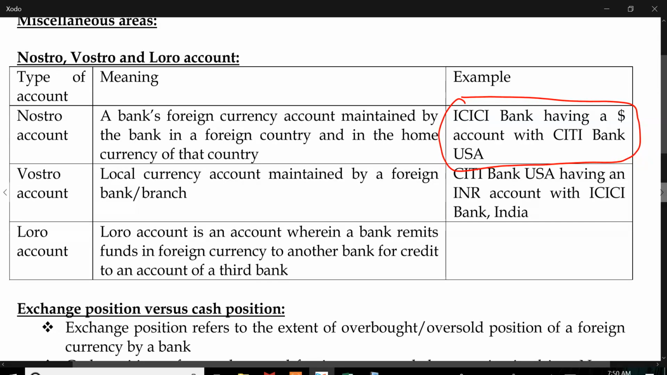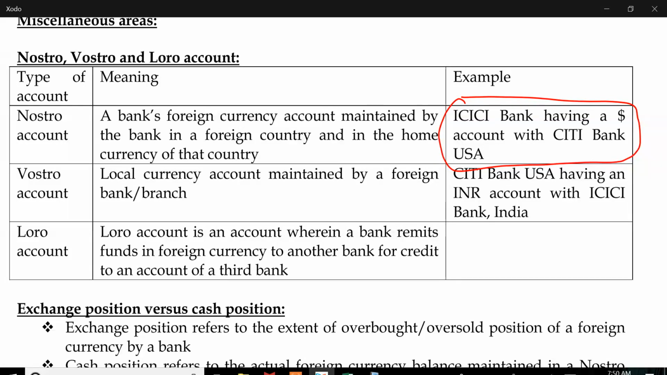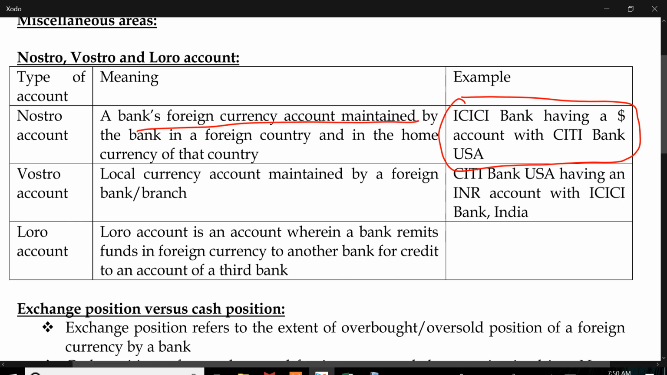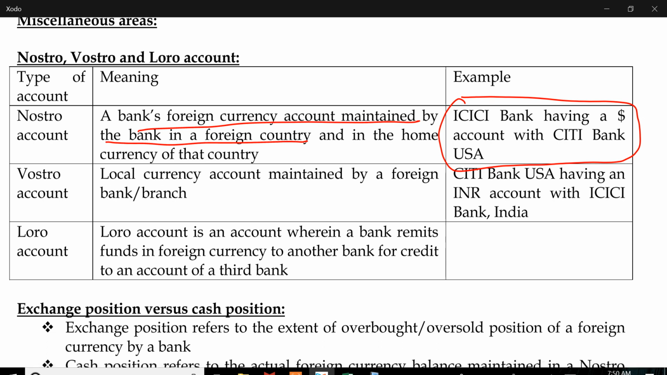Our Indian bank has a foreign currency account with a bank, a foreign currency account maintained by a bank in a foreign country and in the home currency of that country. So when an Indian bank goes to USA, it has to have a USD account. That USD account, an Indian bank like ICICI Bank having a dollar account with the Citibank in USA. That is what a Nostro account does.